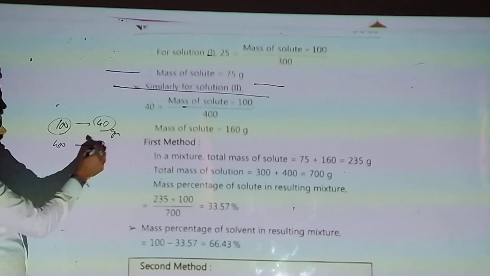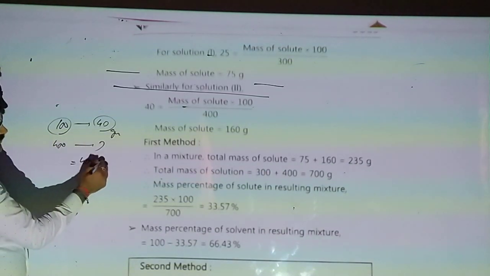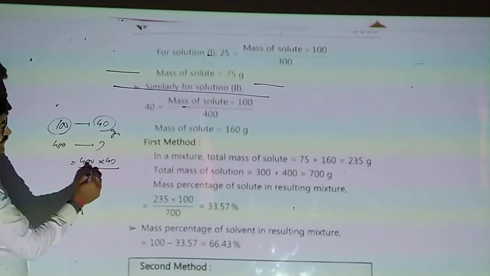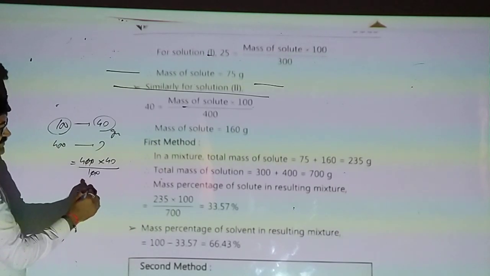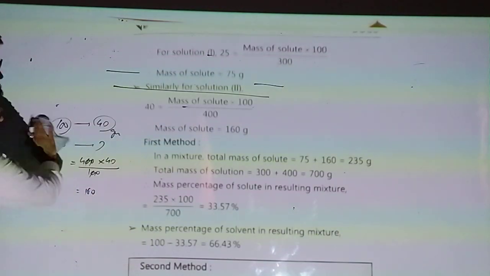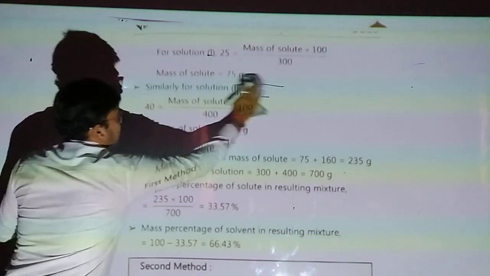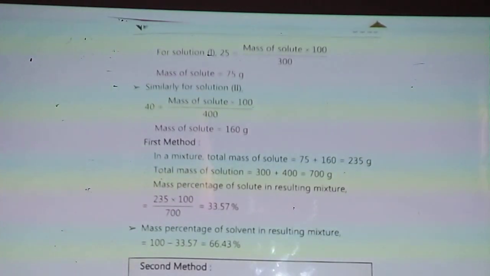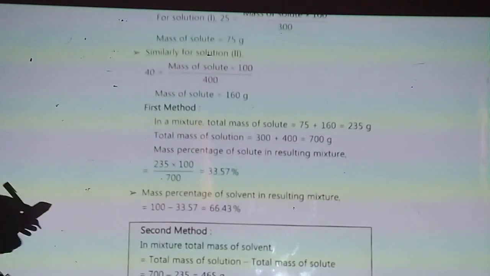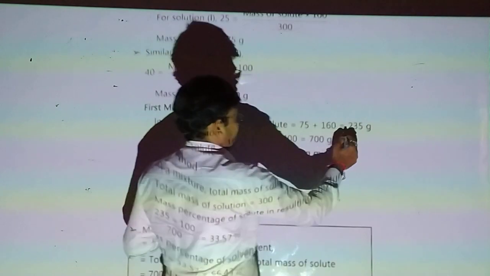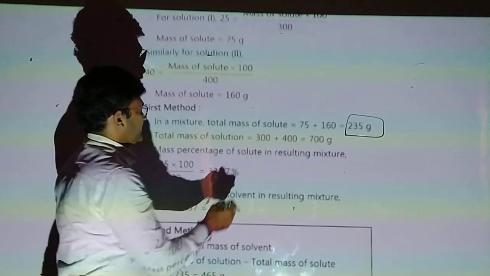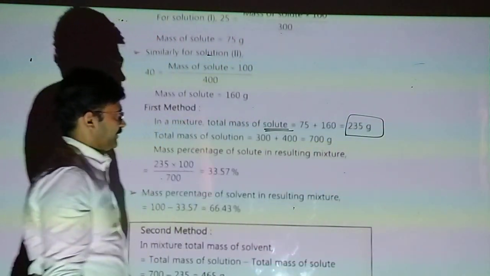So at 400 how much? 400 into 40 divided by 100, 160. So now 75 plus 160, how much? 235 is mixed up. This is mass of solute.